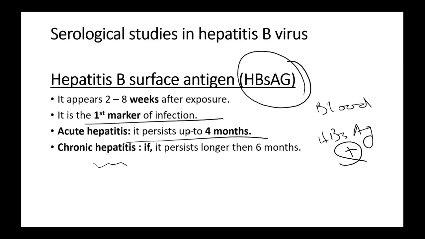If it is positive and present for more than 6 months, then you say that the infection is chronic. But this is the first marker of infection in these patients. Hepatitis B surface antigen will be positive.